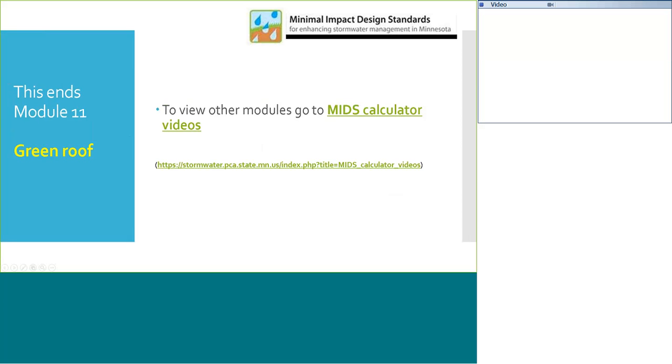So in this module, we talked about green roofs, how you can adjust the numbers, remembering that this practice is primarily a filtration practice. You can design it to achieve your performance goal, but of course green roofs are really expensive to build. So like I said, it's primarily going to be a filtration practice for you. To view other modules, you can go to the MIDS calculator page shown here, or type this link into your browser, and it will take you back to the manual. That ends Module 11, Green Roofs.